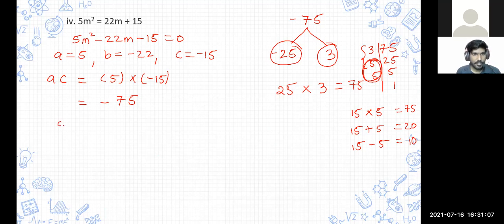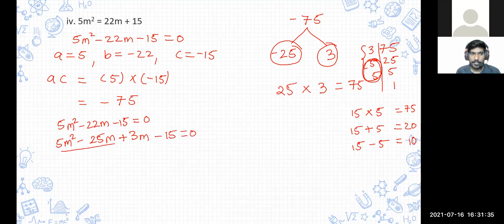So the question is 5m squared minus 22m minus 15 equal to 0. So 5m squared, instead of the middle term, now you write your two new numbers. That is minus 25m plus 3m, last term minus 15 as it is. After this, you do the pairing. This is the first pair. This is the second pair.